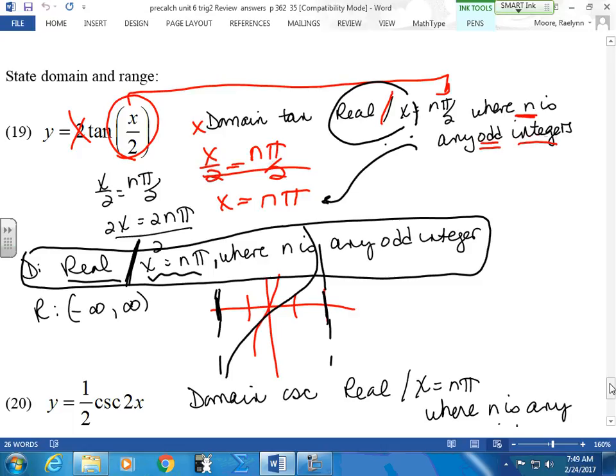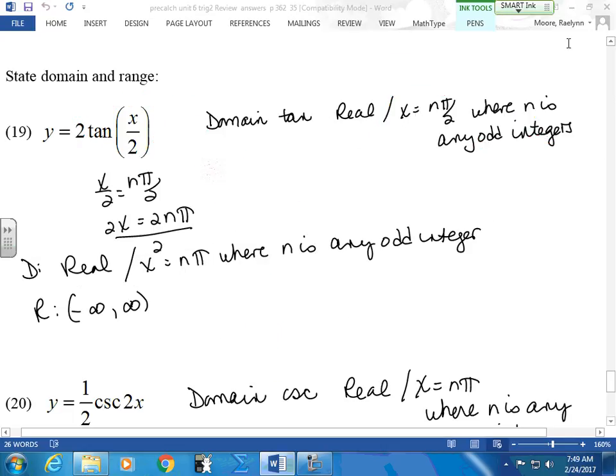Your tangent range is all real numbers. Because your tangent, it's like a little piece of spaghetti here. Yeah. It's a chunk. It's not a continuous curve.